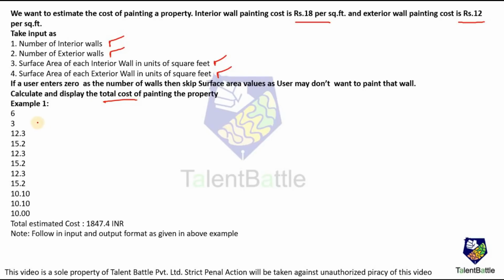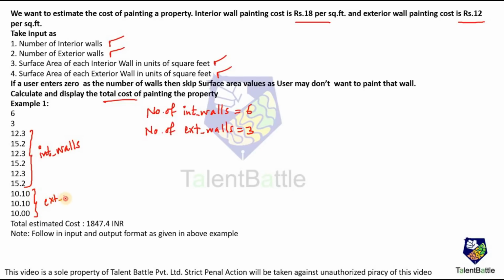So let us check what is given to us in the sample input case. 6, this is my first input, that is number of interior walls, right? So we have the value of number of interior walls. Suppose I am taking int walls equals to 6. And we have second input, that is number of exterior walls, that is ext walls equals to 3. So now I am expecting 6 inputs for interior walls surface area, right? So these 6 values which are float are my interior walls surface area, and these 3 values are my surface area for exterior walls.